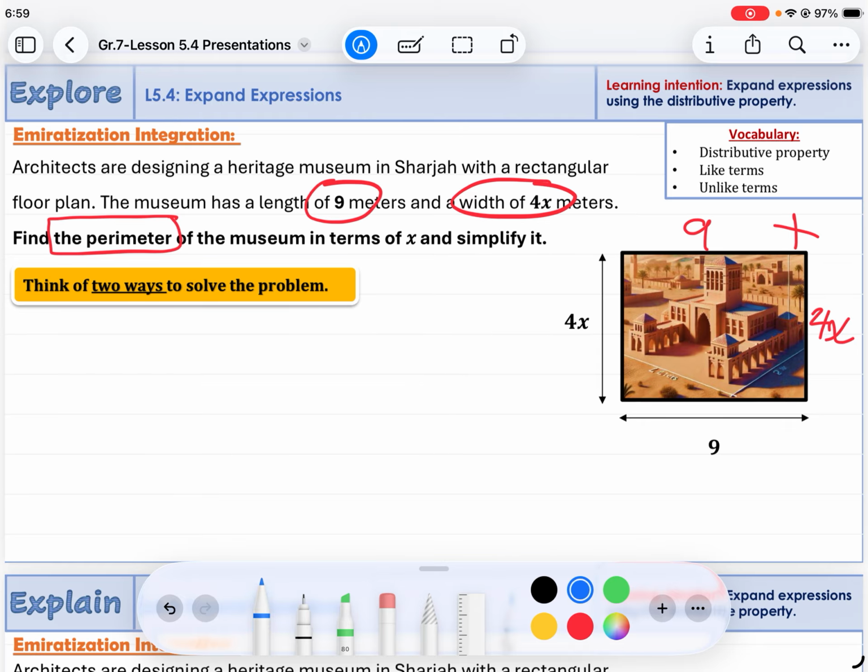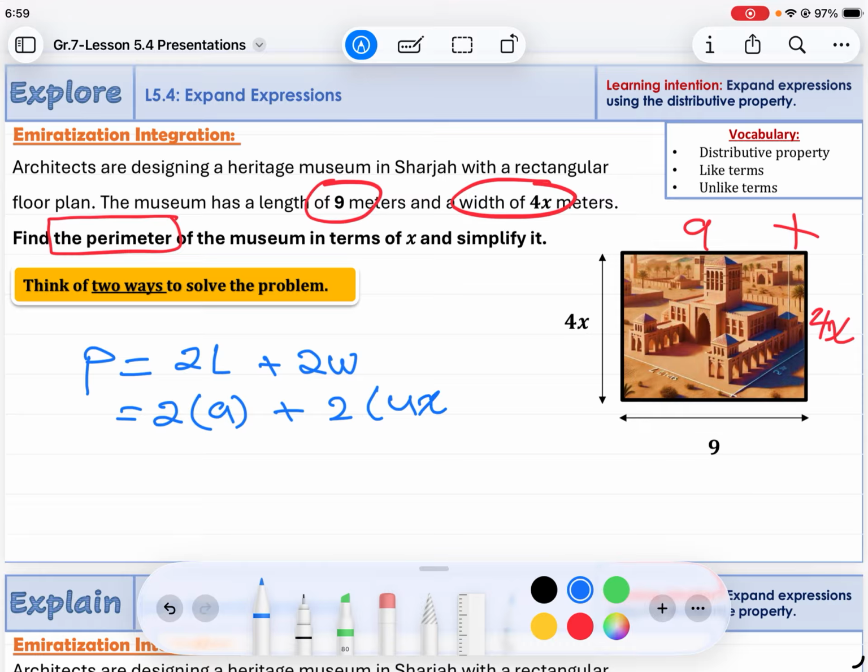That's the first way. The other way is, instead of adding 9 two times and adding 4x two times, we can just say the perimeter is equal to 2 times the length plus 2 times the width. So we're just going to multiply 2 times the length, which is 9, plus 2 times the width, which is 4x. And that's it. Now we just do the math. 2 times 9 is equal to 18 plus 2 times 4x, which is equal to 8x.